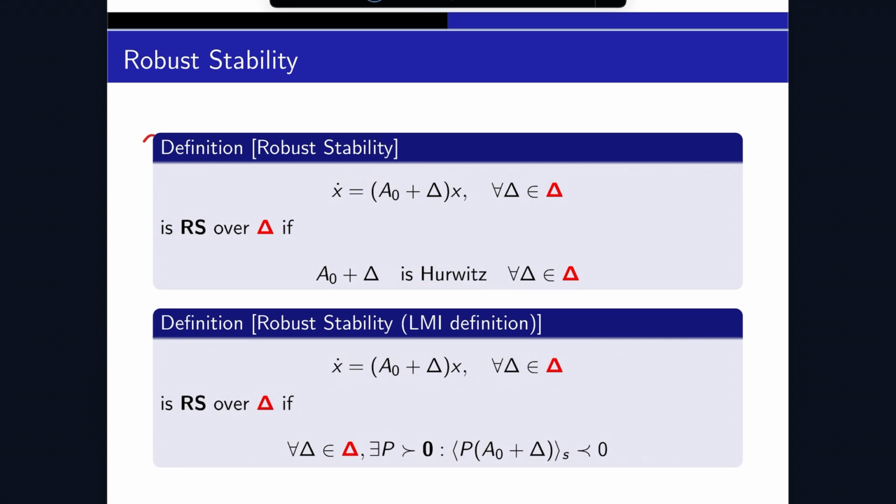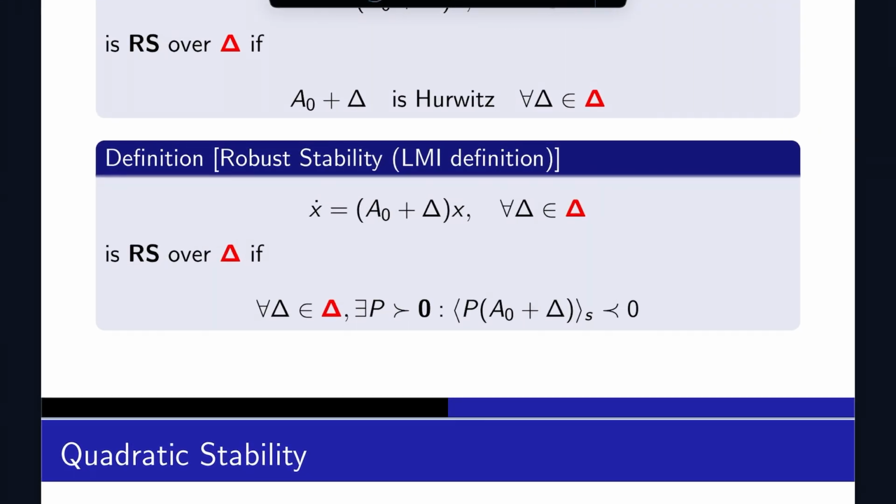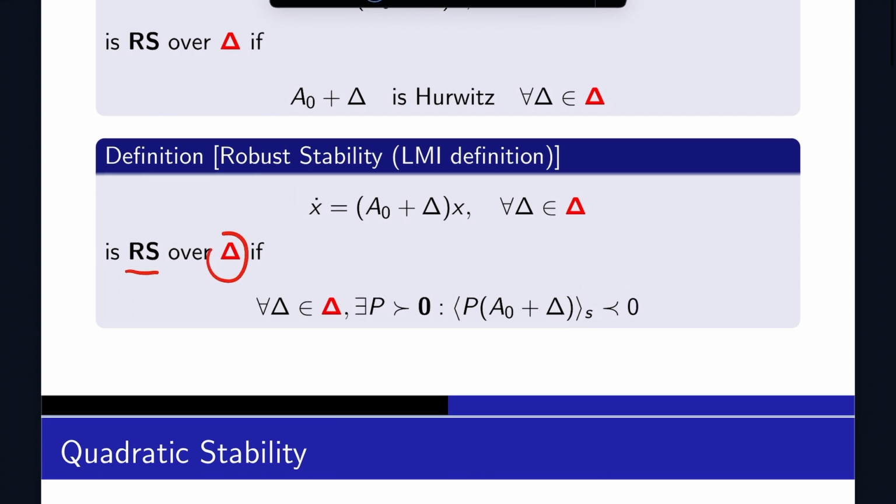Okay, so this is the basic definition, but let's go to the LMI definition. We like LMIs, right? Who wouldn't like LMIs, exactly. And this is robust stability for an LMI definition. So again, this is the same set or state matrix for all delta in the set, and it is robustly stable over that set if for all delta in the set there exists P.